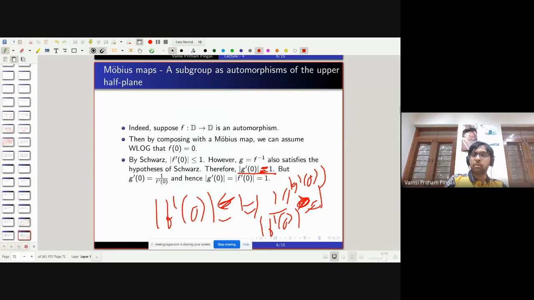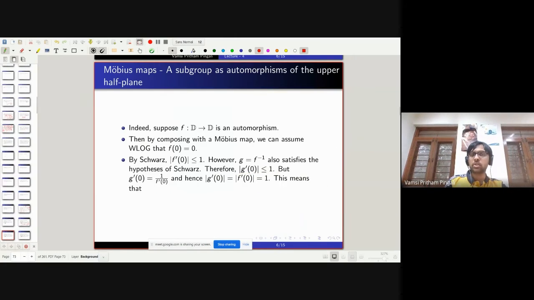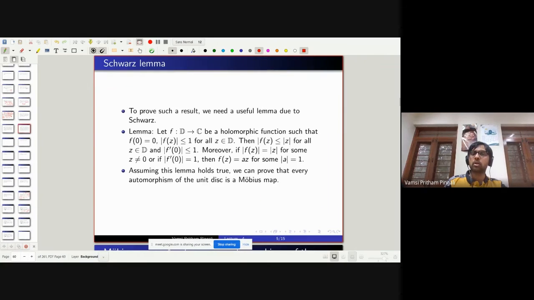But if f prime of 0 equals 1, according to Schwarz's lemma, f of z is a rotation. It is a times z. In other words, f is a Mobius map. So we are done. Very quick proof. Very, very quick proof. And all the magic happens because of Schwarz's lemma.